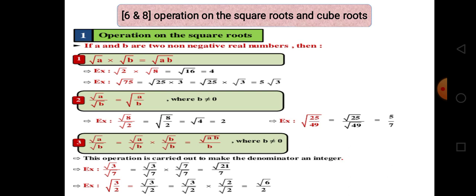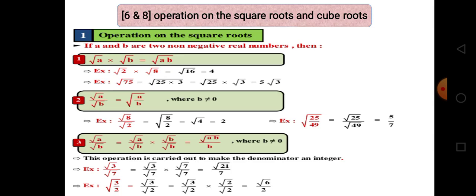Let's take an example like root 3 over root 7. Look at the bottom, root 7. So multiply this fraction by root 7 over root 7. Okay, why? Because root 7 over root 7 equal 1, so we didn't change anything here. And multiply root 3 by root 7 equal root 21. Look at the bottom. Root 7 multiply root 7 equals 7. So root 3 over root 7 became what? Root 21 over 7, not root 7.